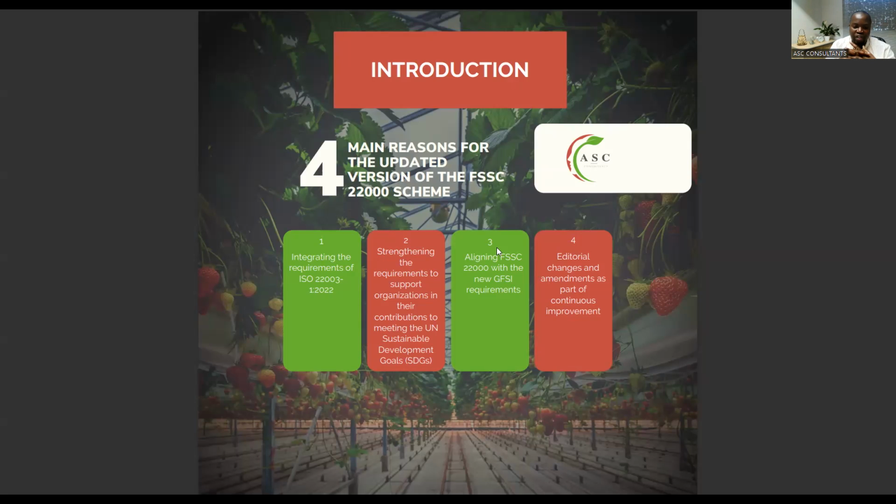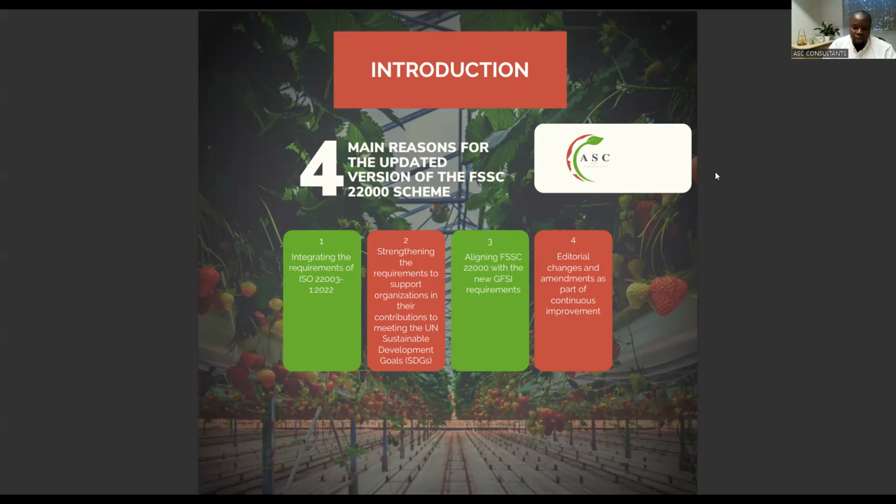Then the second one was the strengthening of the requirements to support organizations in their contribution to meeting the UN Sustainable Development Goals. You'll see that we have a new requirement that speaks to food loss and food waste, and it's one of those requirements that speak to the UN Sustainable Development Goals. That specific requirement has no bearing on the safety of the food, but it's more about ensuring that the food industry plays its role in achieving these sustainable development goals. And of course, this requirement would be audited as part of the requirements that certified sites will need to comply with.